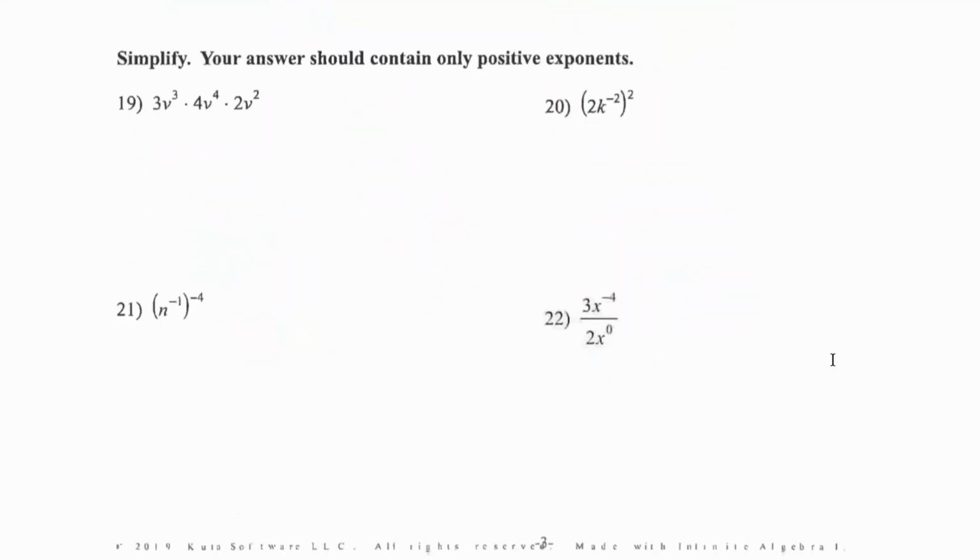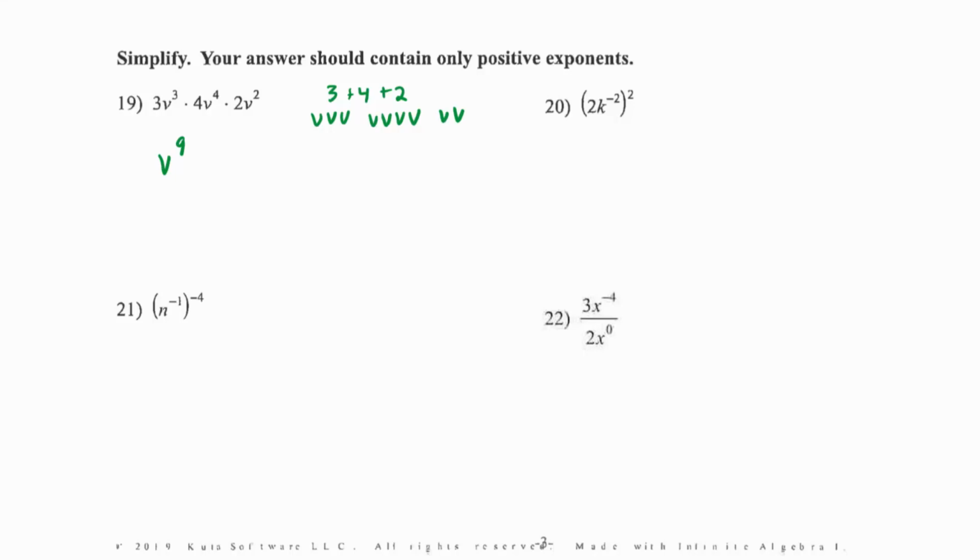Okay, 19 through 22 have us reviewing exponent rules. So the key with understanding exponent rules is to think of v to these powers as v written out that many times. So v cubed is 3 v's, and v to the fourth is 4 v's, and v to the second is 2 v's. So together we have 9 v's. So you can either do that by writing them out, 3 v's, we've got 4 more v's, and then 2 more v's. Oh, now I can count them and I have 9.